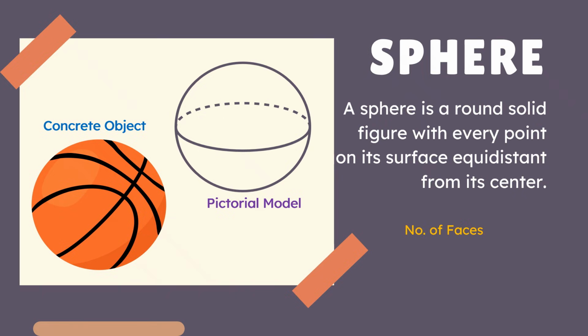Let's find out the number of faces a sphere has. What do you think the answer is? Alright. So there's only one curved face, no flat faces. How about the number of edges? Alright, no edges. How about the number of vertices? Yes, you are right. No corners or points. So there's no vertex. So a sphere has 1 face, 0 edges, and 0 vertices.